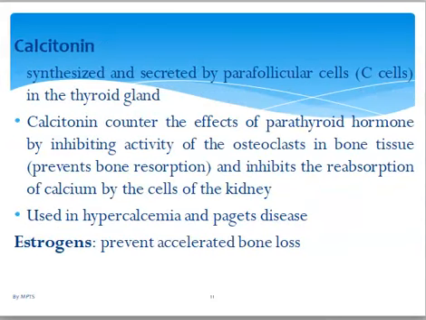Let us look at calcitonin. This is a hormone which is synthesized within the thyroid gland. It counters the effects of parathyroid hormone by inhibiting the activity of the osteoclasts in bones. It is very important to know all this. It also inhibits the reabsorption of calcium in the kidneys so that it is excreted, and is used in hypercalcemia and in Paget disease. Estrogens are also very important because they prevent accelerated bone loss. Remember, in menopausal women, we have a problem of weak bones, which can easily lead to fractures.